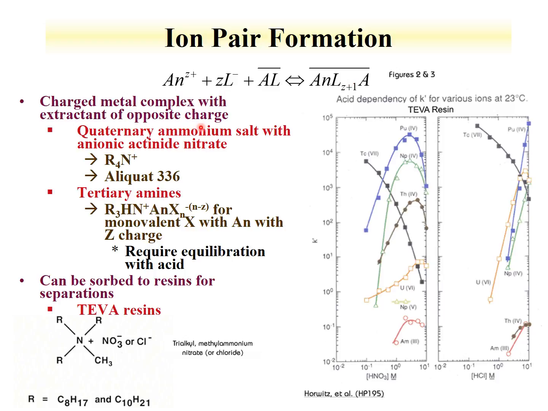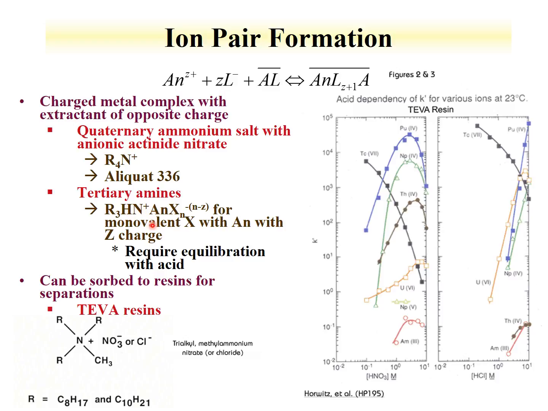In this system, the charged metal complex needs to make an extraction with an extractant of an opposite charge. So for instance, a quaternary ammonium salt, positively charged, I need to extract something negative. So I could use an anionic actinide species. Aliquat 336, which is also a quaternary amine, is a useful extractant. There are also tertiary amines that are shown here.